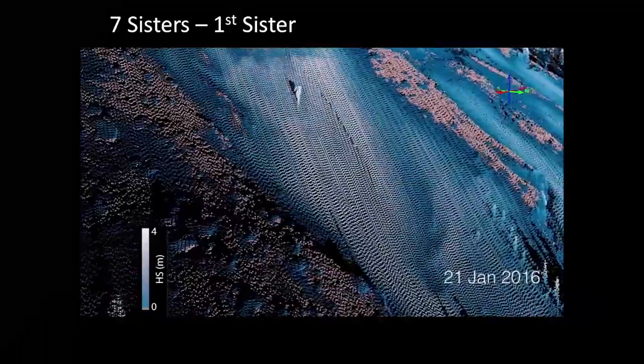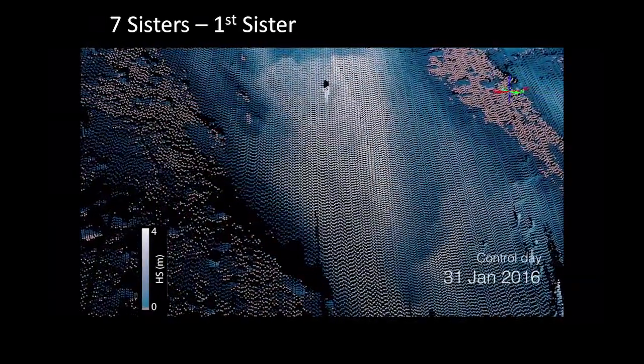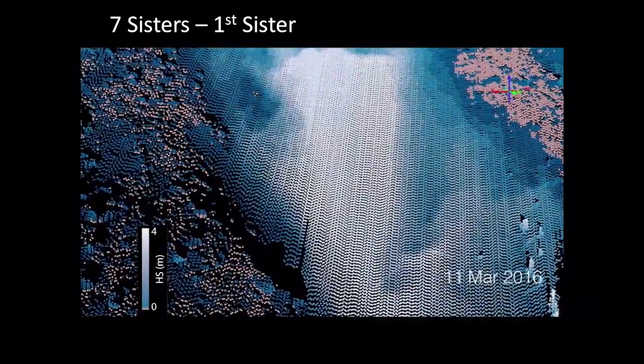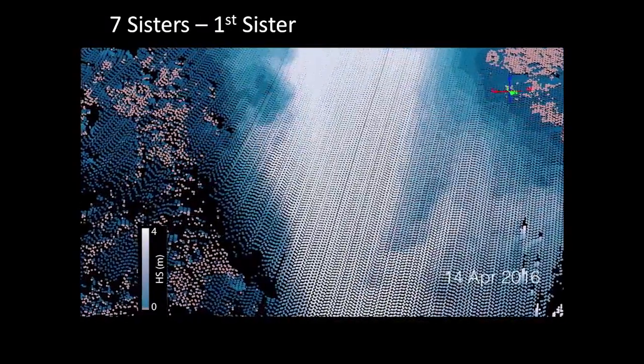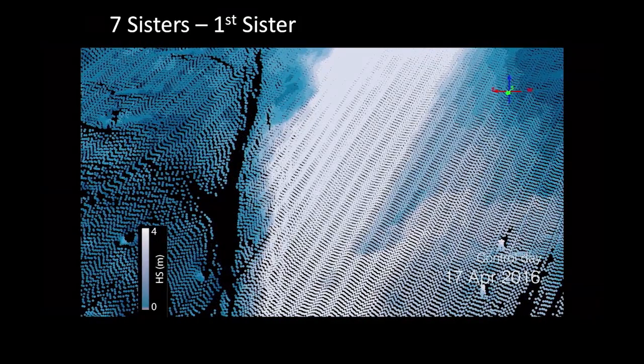Looking at some individual exploders, here's one down in First Sister. There's a lower one, and it actually malfunctioned early in the season and never fired. You can see the exploder there, and now you don't see it anymore because it got buried. So we can watch this drift build over the season, and this is actually a pretty cool opportunity.